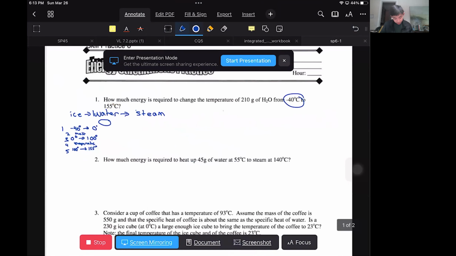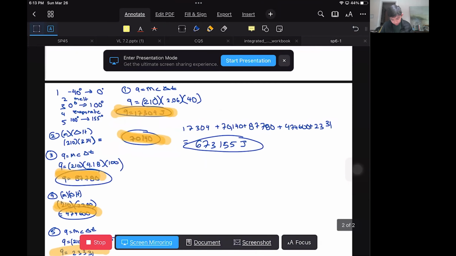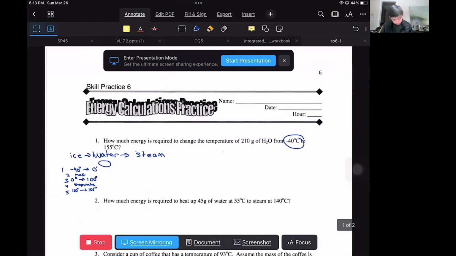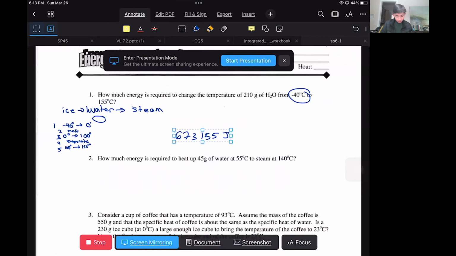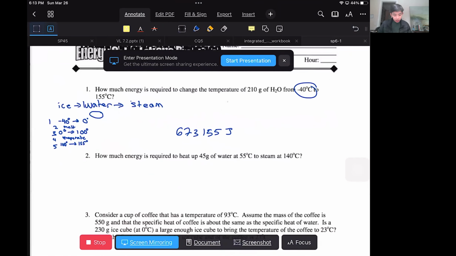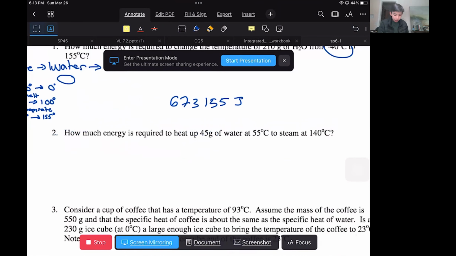All right, now on to number 2. Let's get into it. Let me just copy this and paste it right here. All right, cool. Number 2. How much energy is required to heat up 45 grams of water at 55 degrees Celsius to 140 degrees Celsius?